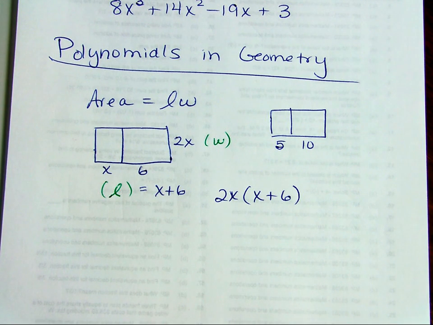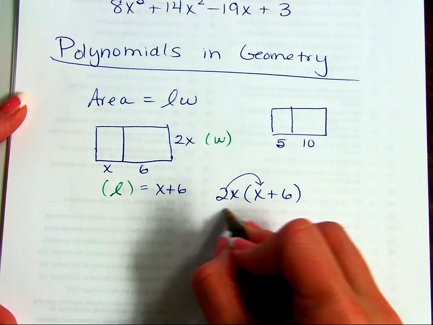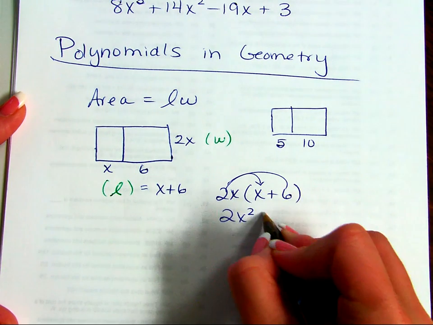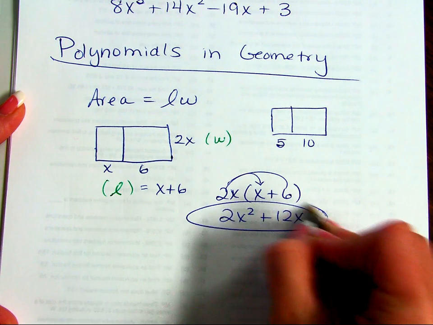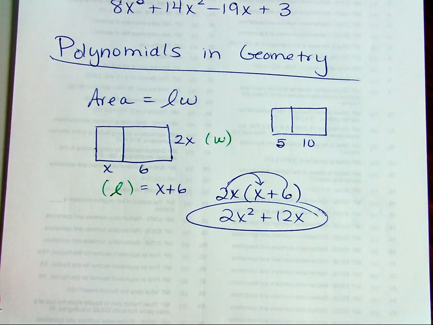So the hard part with these problems is setting them up. Once you get them set up, you should be good to go. The area of that shape with the length and width given here is that, okay? Easy enough. I got one more to show you. This one's a little more involved.